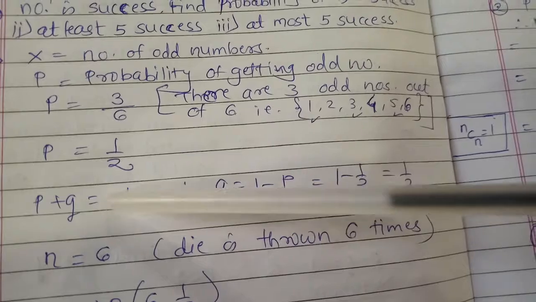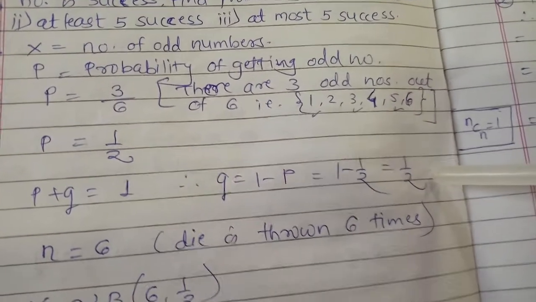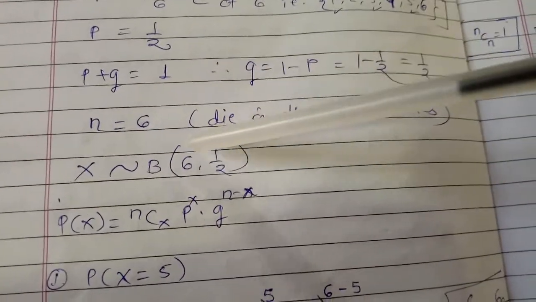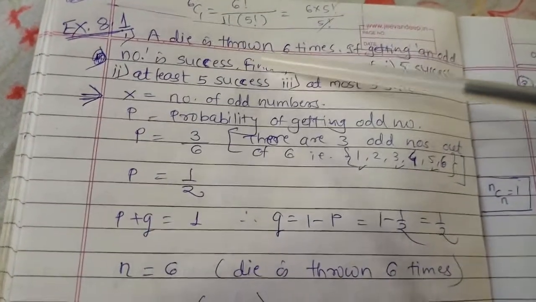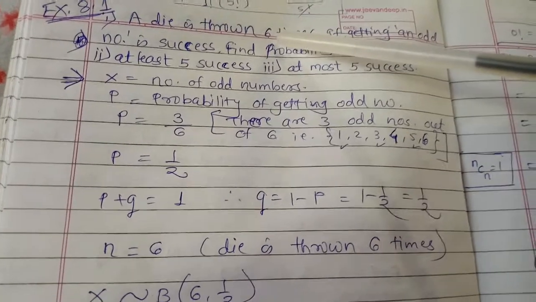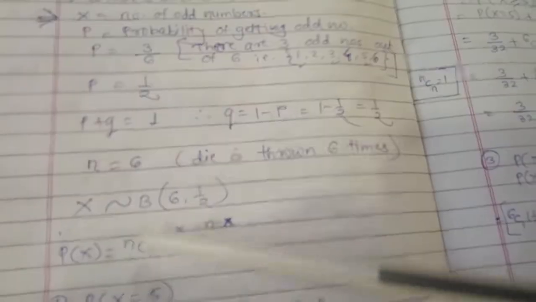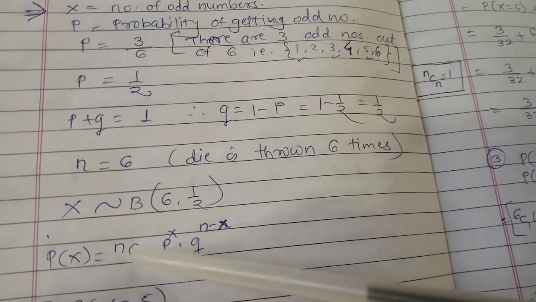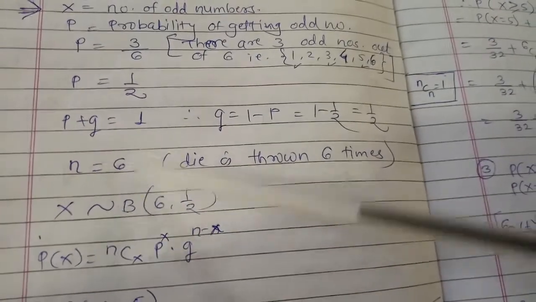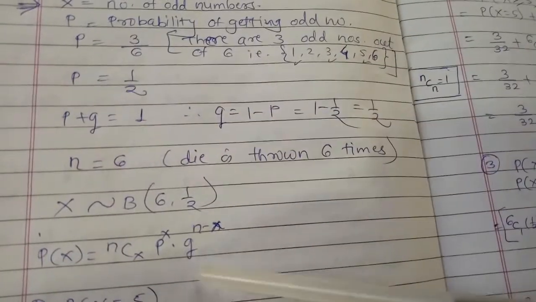And as we know that p plus q is equal to 1, we can easily find out q, that is 1 minus p, that is equal to 1 minus half, that is half. Means here the value of p is half, the value of q is also half, and n is equal to 6, because you are given a die is thrown 6 times. So here the number of throwing attempts, that is 6, is nothing but n. So in our formula there are letters x, n, p and q. So we find out all the values here. So n is 6, that is a die is thrown for 6 times. Then p is half, and q is also half.